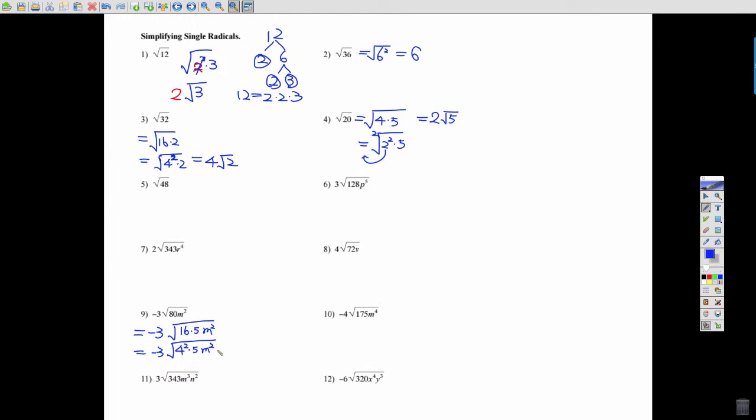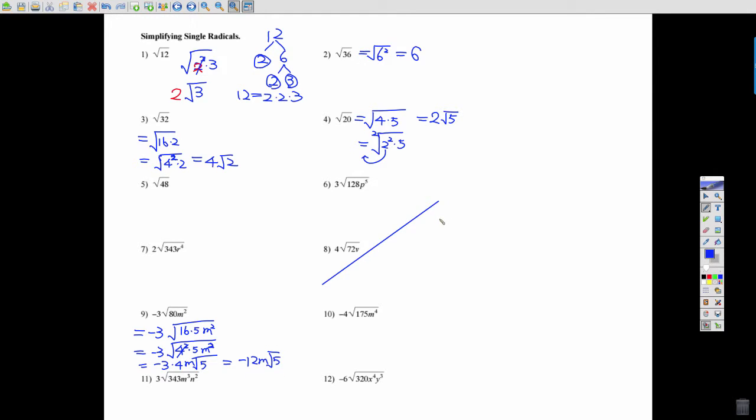Okay, up till this point, all I did was rewrite this. I still have 80m squared inside, but I just rewrote it to make it easier so that I can see my perfect square is right here. So the 4 comes out. I've got another perfect square, so this term is gone. 5 stays, but look here, I've got a power of 2. Therefore, this root 2 and the power of 2 cancel, the base m comes out. And if I further simplify that, I should have negative 12m root 2.